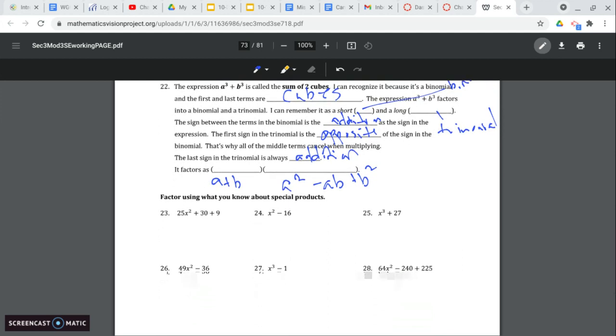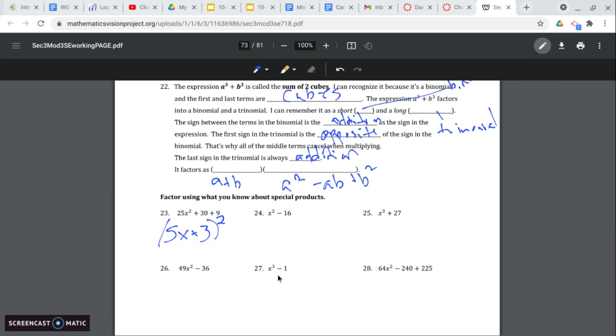All right, use what you know about special products. So notice 25x squared plus 30x plus 9. 25 is a perfect square, 9 is a perfect square. If we take the square root, we would have 5 times 3, which is 15. Double that, we'd get 30. So this is 5x plus 3 squared. It's a perfect square trinomial.